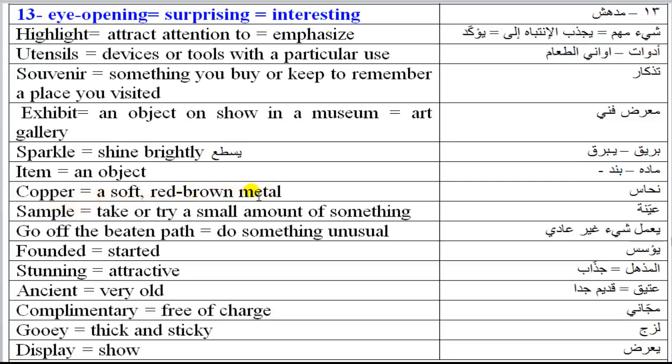British metal, American metal. Sample, take or try a small amount of something. Go off the beaten path. Beaten, T soft D. Beaten, British, American, beaten. Do something unusual. Found it, started, stunning, attractive.